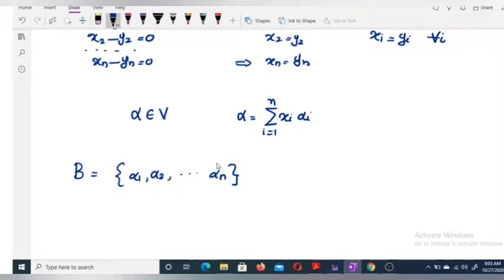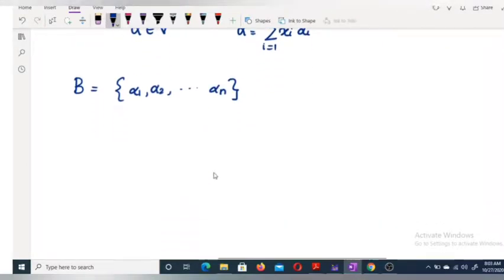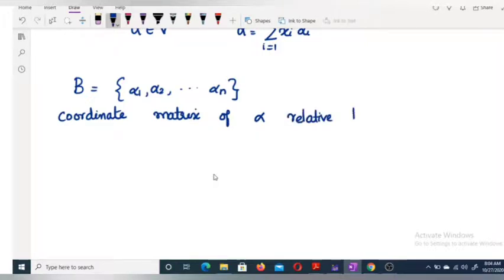Now we are denoting the coordinate matrix of alpha relative to the ordered basis B as the matrix X equal to x1, x2, etc., xn.